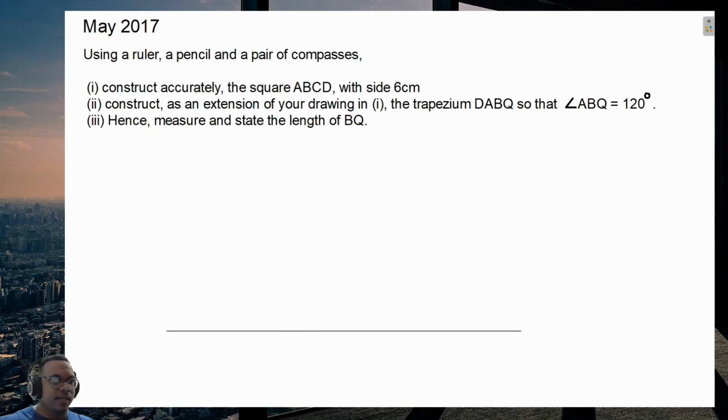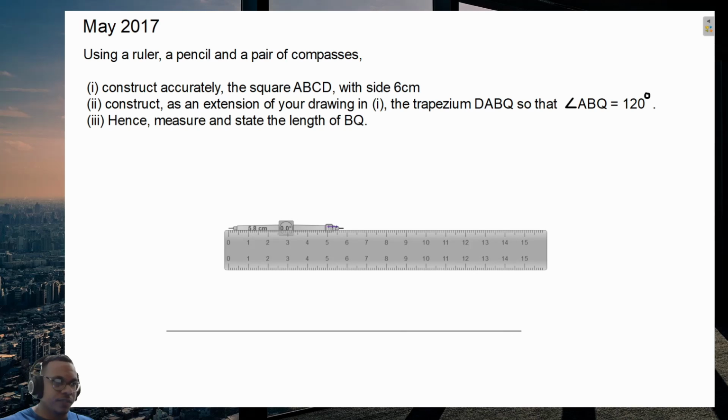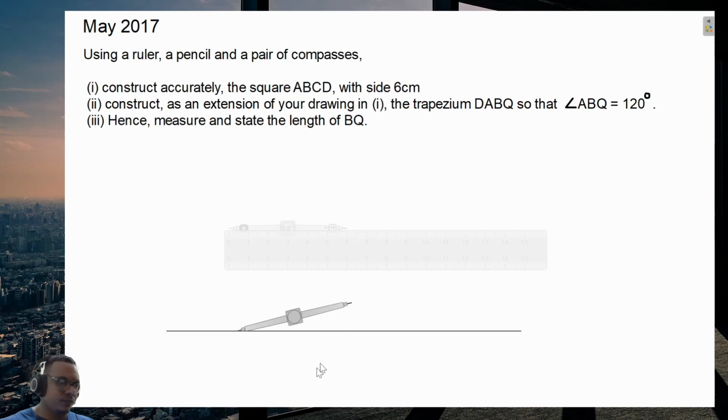I'll make a light line that's more than 6 centimeters long. And I'll open my compass out to 6 centimeters. Place the compass point at any point on the line to construct my first line segment, which will be AB, 6 centimeters long. So that will be my line segment AB, 6 centimeters long.